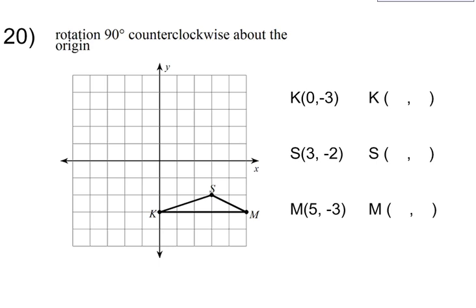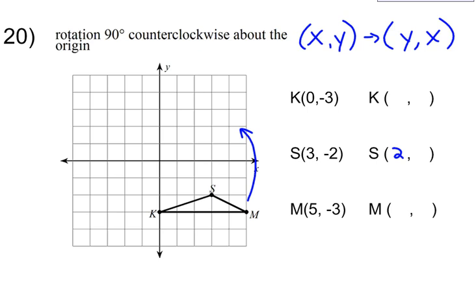Okay, 90 degrees counterclockwise about the origin. So counterclockwise is going that way. And our basic rule, our generic rule is that you just switch the x and the y. So S, for example, is 3, 2. I'm going to go 2, 3. So for S, instead of 3, then 2, I'm going to go 2, then 3. So S prime would be right there.